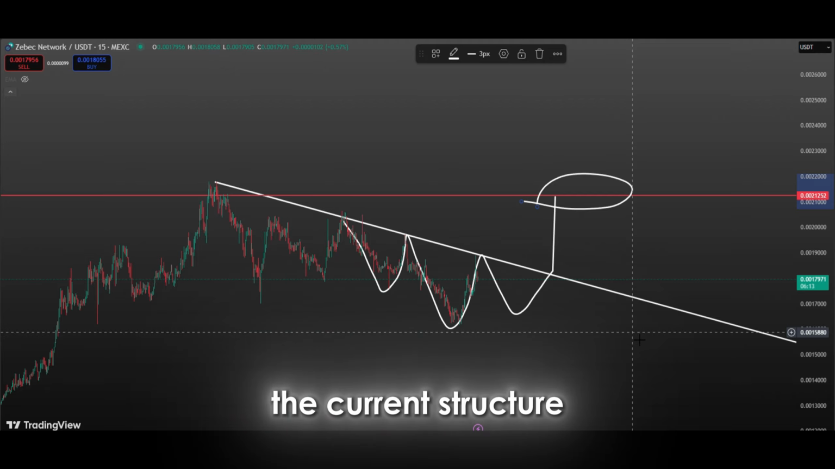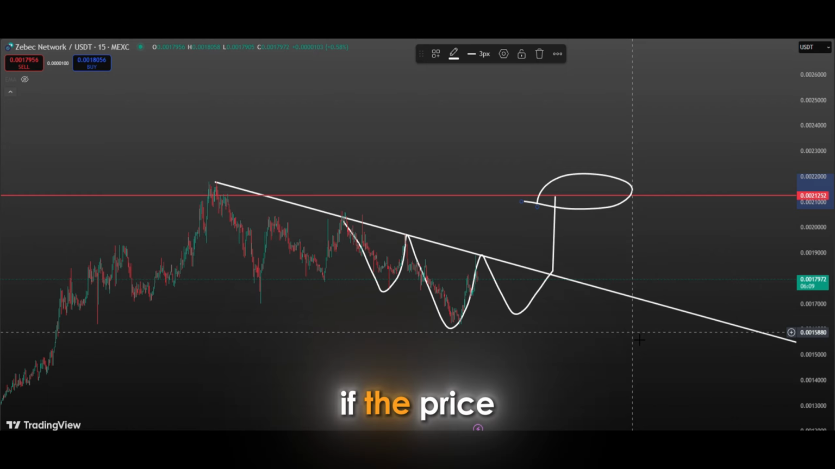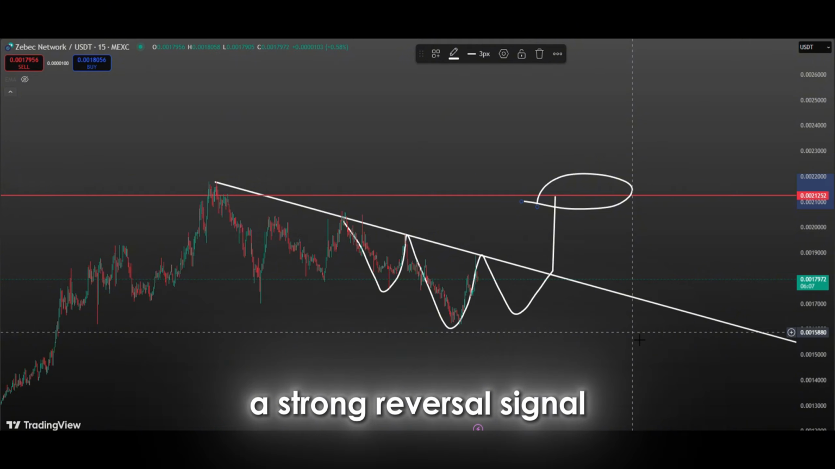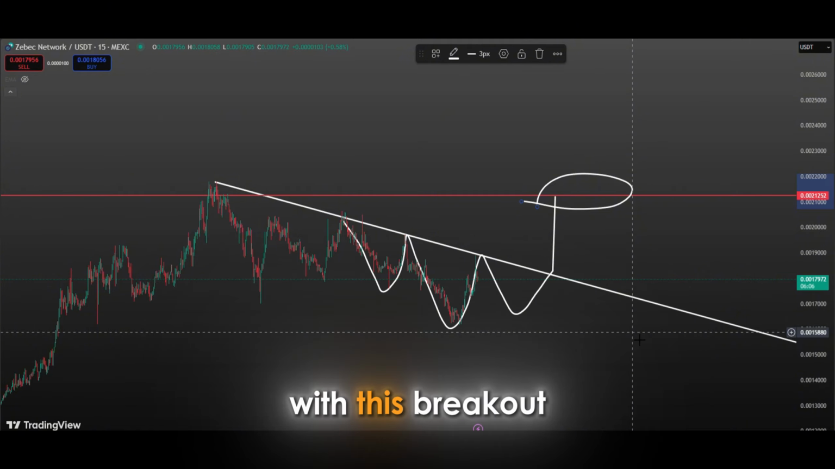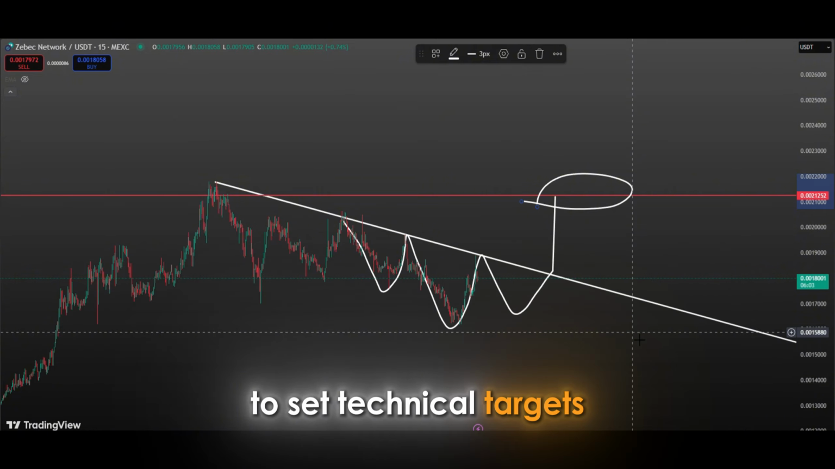All in all, the current structure on the chart supports a positive technical scenario. The formation of the inverted shoulder-head-shoulder pattern is highly technical and controlled. If the price completes the second shoulder and crosses the neckline to the upside, it will be a strong reversal signal. With this breakout, there will be a bullish potential as far as the distance from the bottom of the head to the neckline. This presents a valuable opportunity for traders to set technical targets and get the risk-return balance right.